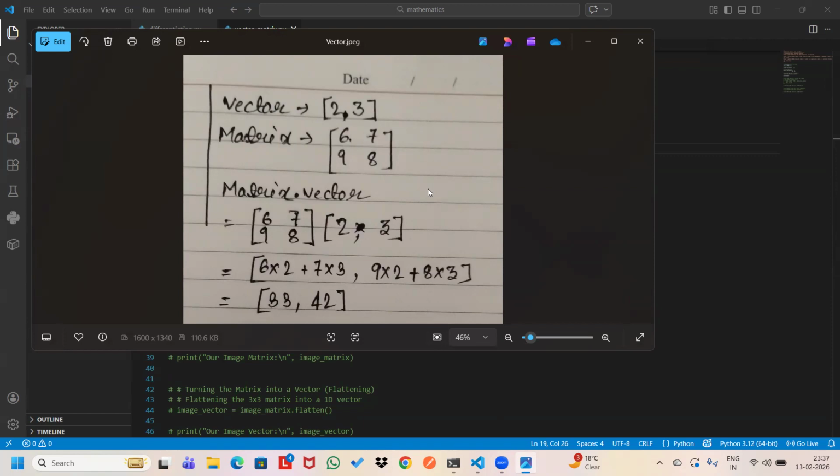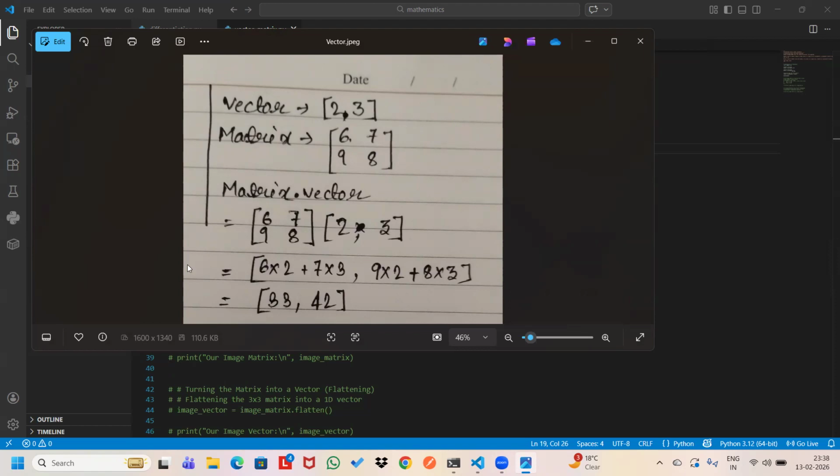So if we are going to multiply, or perform the dot operation, then what will happen? First you will write your matrix, and then you will write your vector. And then you can multiply. That means you have to multiply like this: 6 multiplied by 2, plus 7 multiplied by 3. Then you can write like this, and again 9 multiplied by 2.